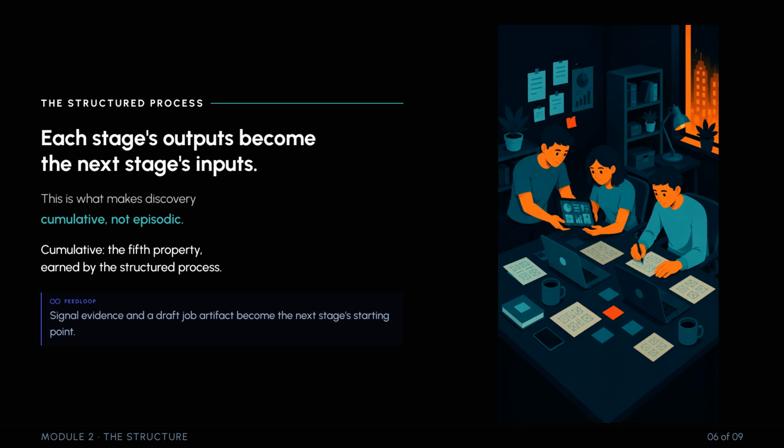Take Feedloop. The signal evidence they gathered and the first rough draft of the job their customers were trying to do, those weren't filed away. They became the starting point of the next stage. That is the chain doing its job: learning that compounds instead of resetting.